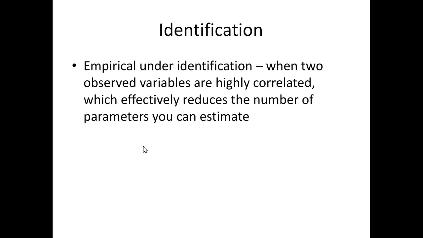Empirical under-identification is when two of the variables that you have are so highly correlated that it reduces the number of parameters you can estimate. So if you have two squares and essentially they're the same column, it's going to freak out because even though you should get more degrees of freedom, more parameter options with two squares instead of one, they're so close together that it just assumes that it's one.